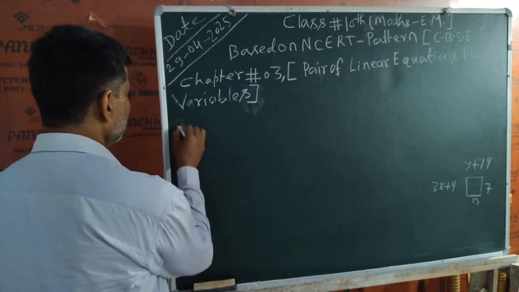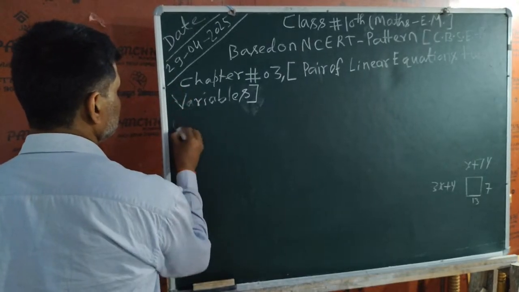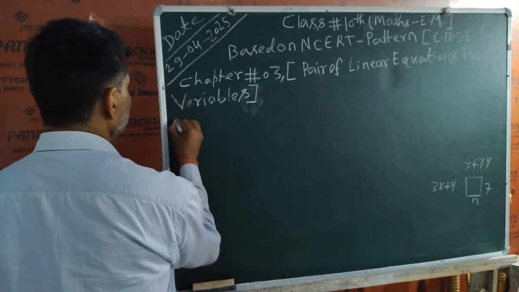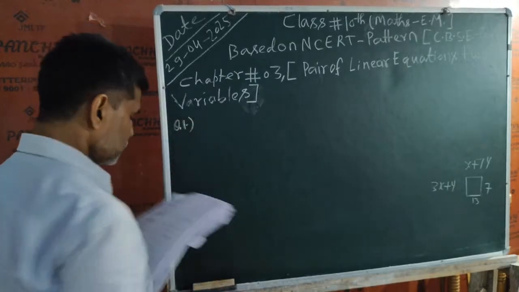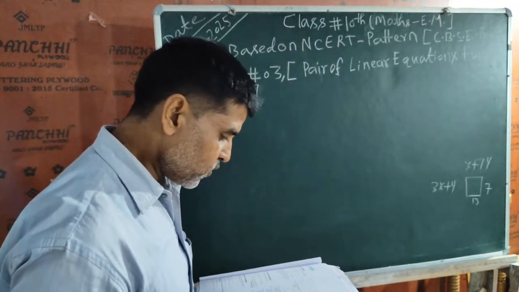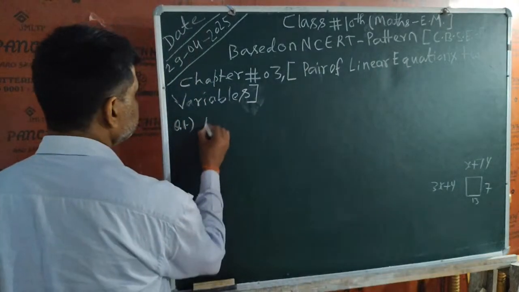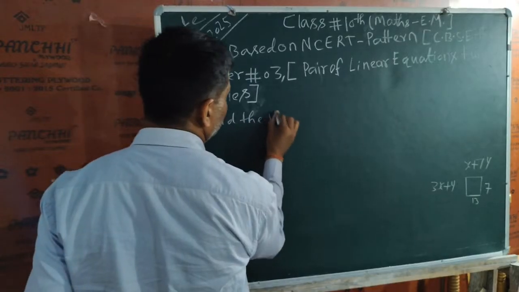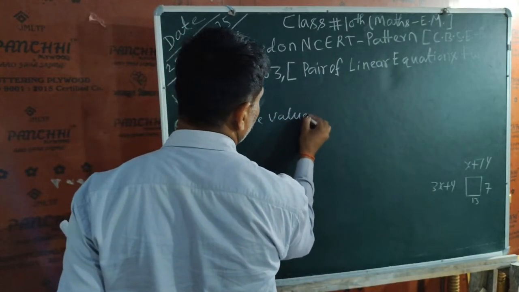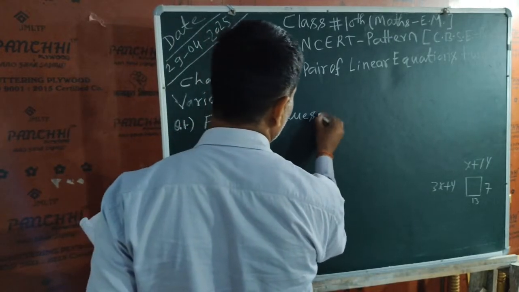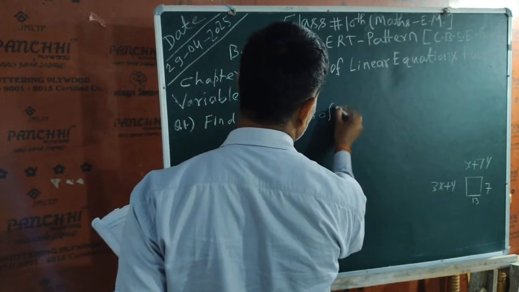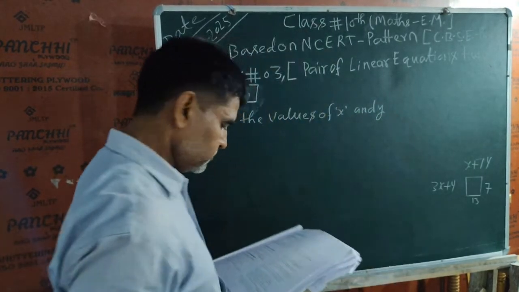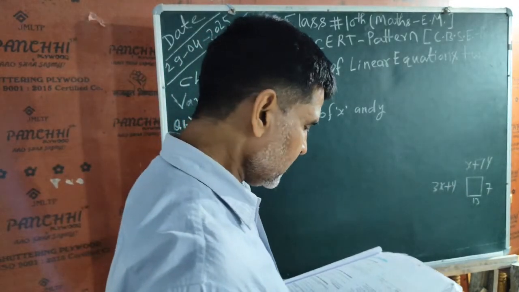Okay students, I am going to write question number 1. Question number 1 is like this: find the values of x and y. One variable is x and the other variable is y. Find the values of x and y in the given rectangle.